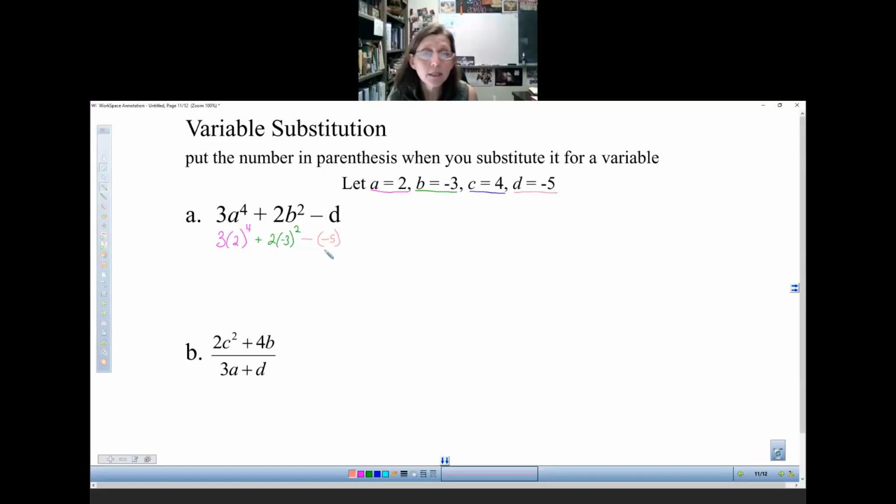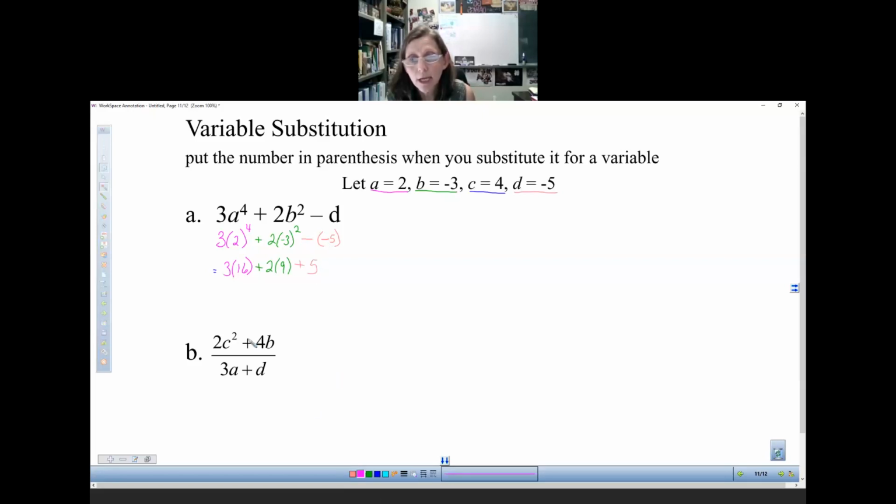And now we're going to use our order of operations to clean this up, all right? So here we go. Now I have to make sure that I take care of my parentheses first. So I have 3 times, and then 2 to the 4th power is going to be 16. So I have 3 times 16, and then plus 2 times, and a negative 3 squared is going to be positive 9. And here's where subtracting a negative is going to become plus 5.